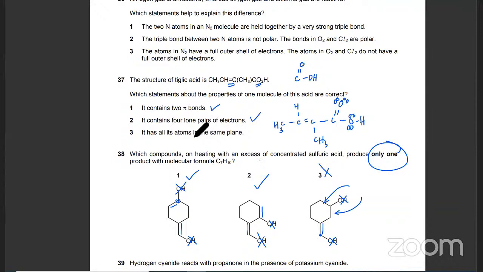These hydrogens are not in the same plane because that is tetrahedral. So if I draw the hydrogens in the 3-dimensional arrangement, it's going to look like 1 bond coming out of the page, 1 going into the page.